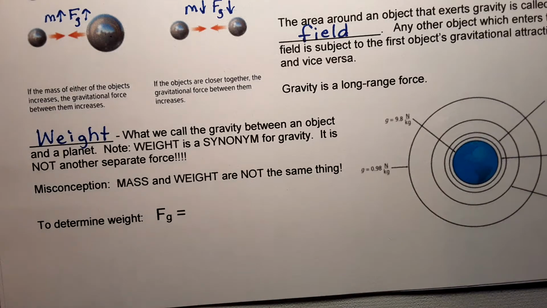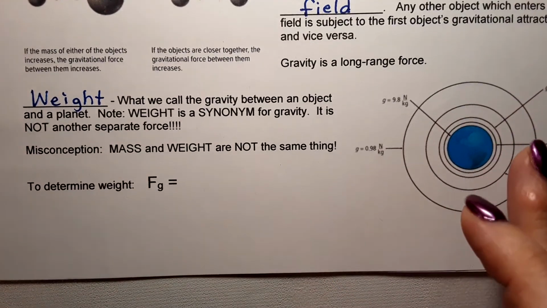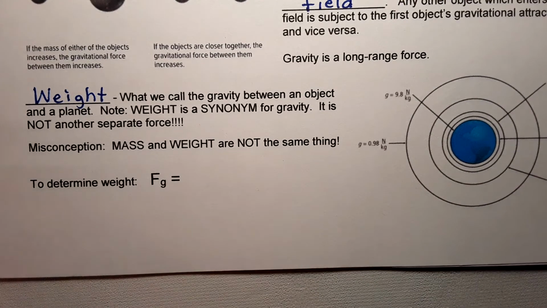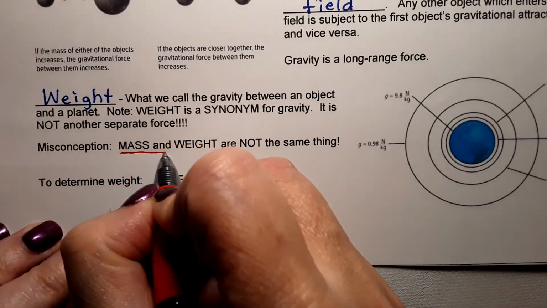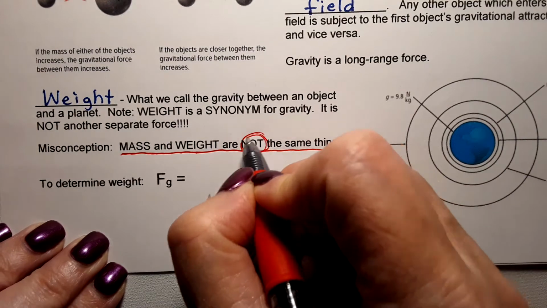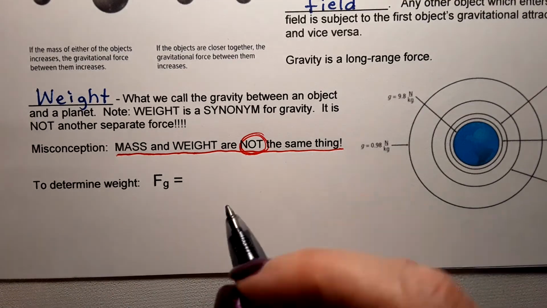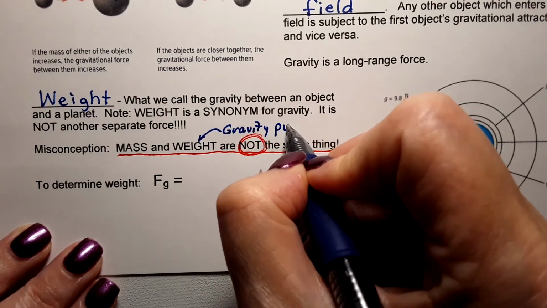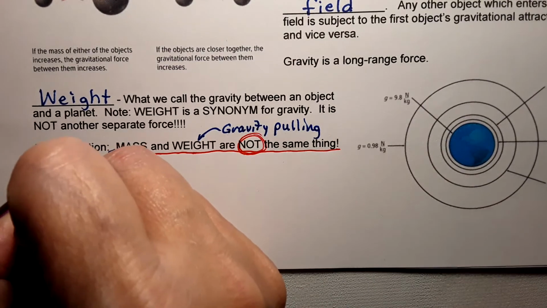Now, here's what you need to understand. And this is a real problem in science because people don't want to think about it, and they misinterpret. They have a misconception about this. But, and this is so important, mass and weight are not the same thing. Weight is gravity, okay? So weight is gravity pulling on you. Mass is the matter you contain.